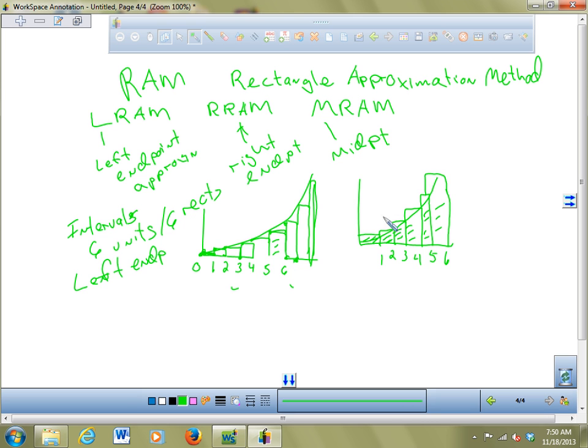All right? And then the midpoint, you would start at 1/2, right? If I want to do a midpoint, so this would be a right Riemann sum, and then I'd have a midpoint Riemann sum. Six rectangles. The first one would start at 1/2, and that would be the height of your first rectangle. And then the next one would go to 3/2.